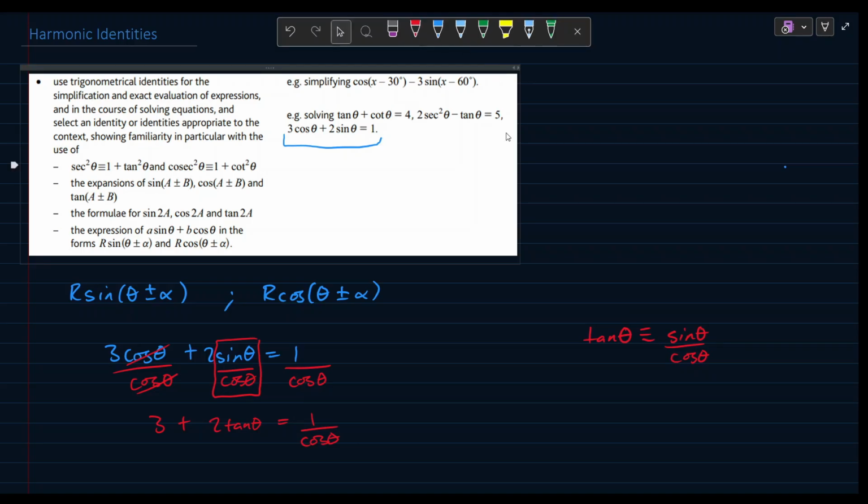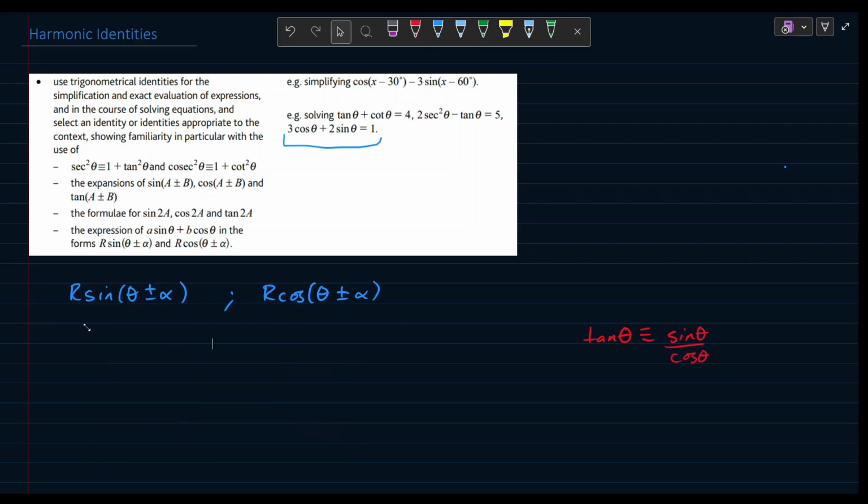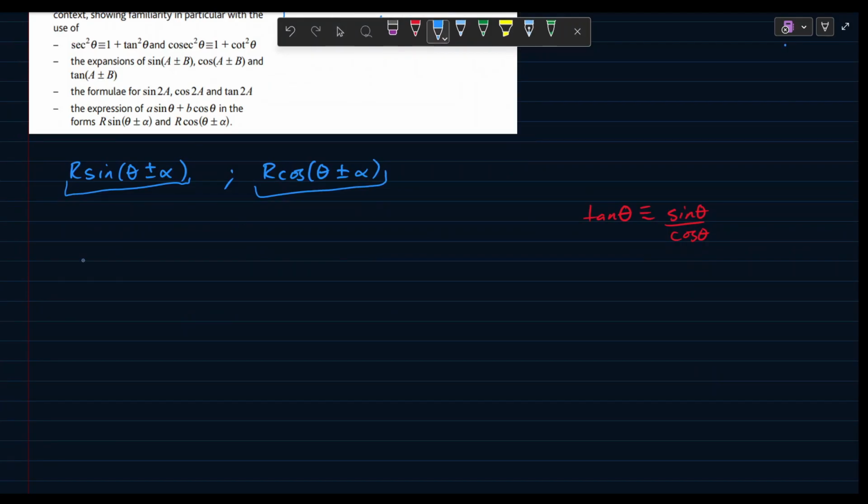So in a situation like this, we use what we call harmonic identities. It means we're going to express our equation in one of these forms, either r sine(theta plus or minus alpha), or r cos(theta plus or minus alpha). Let's look at both of these forms. Let's start with r sine(theta plus alpha).